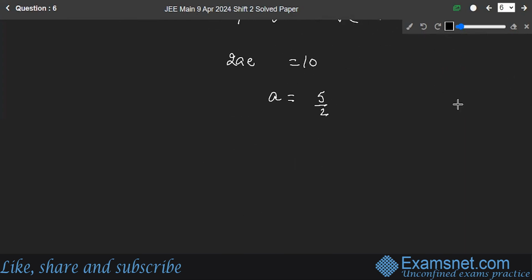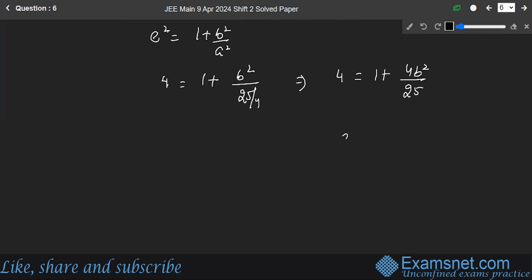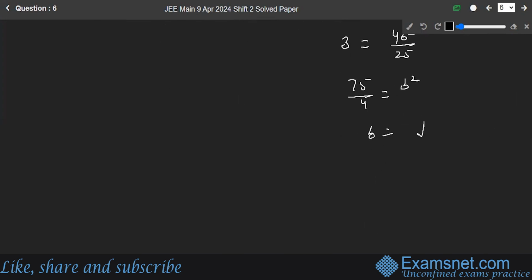So, eccentricity for this hyperbola is 2. So, 2 square is 4, which is 1 plus B square upon A square, and A square is 25 by 4. So 4 is equal to 1 plus 4B square upon 25, or you have 3 is equal to 4B square upon 25. So 75 upon 4 is equal to B square. B will be equal to root of 75 upon 2.